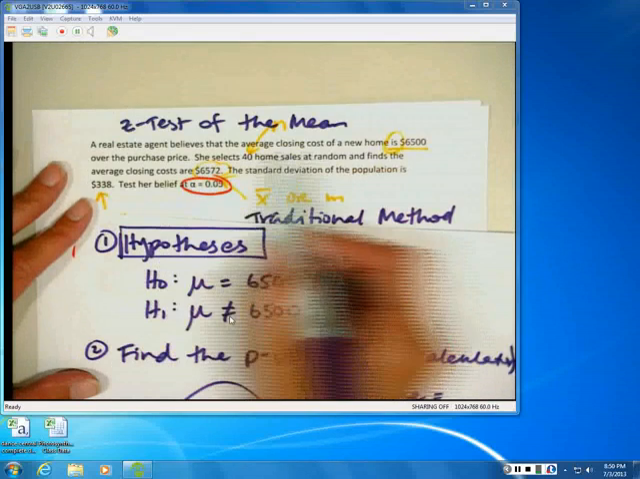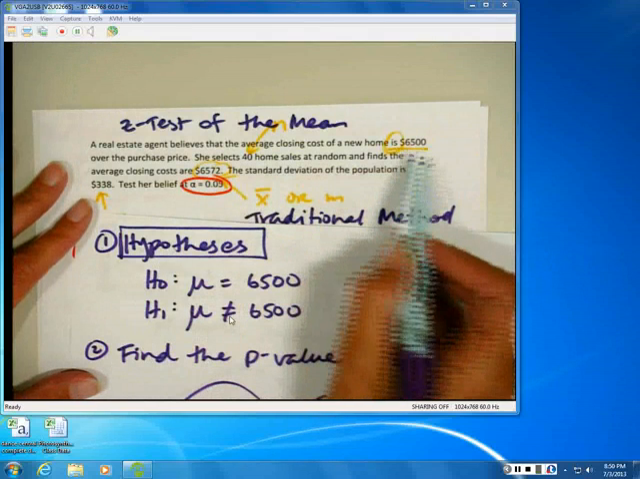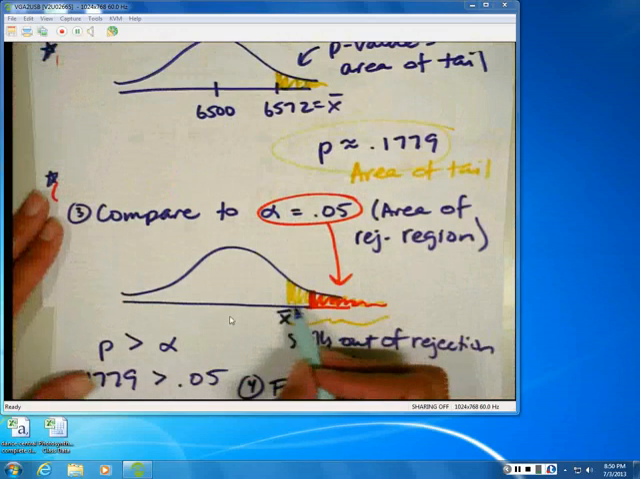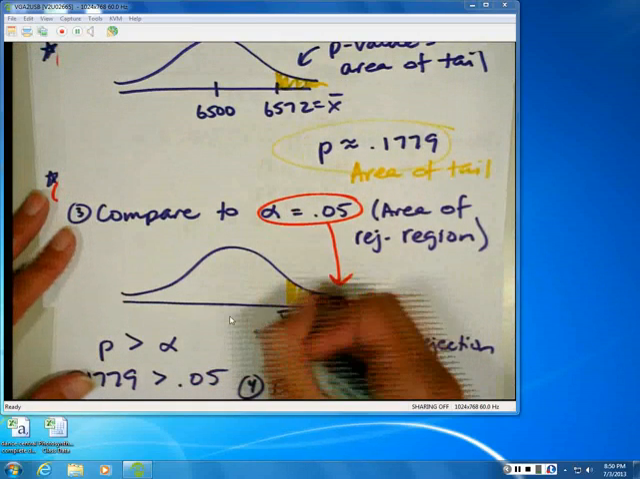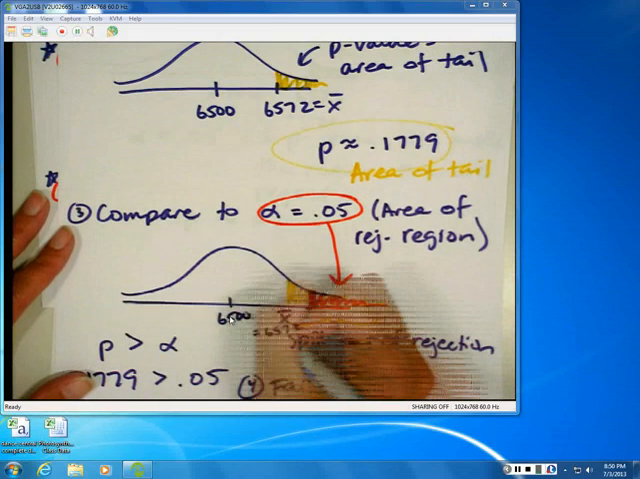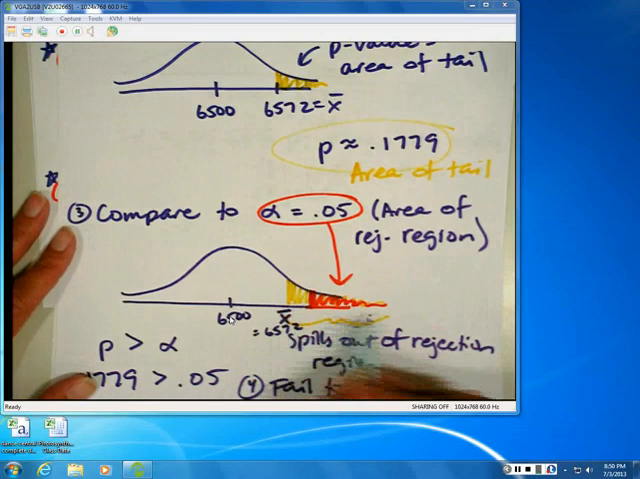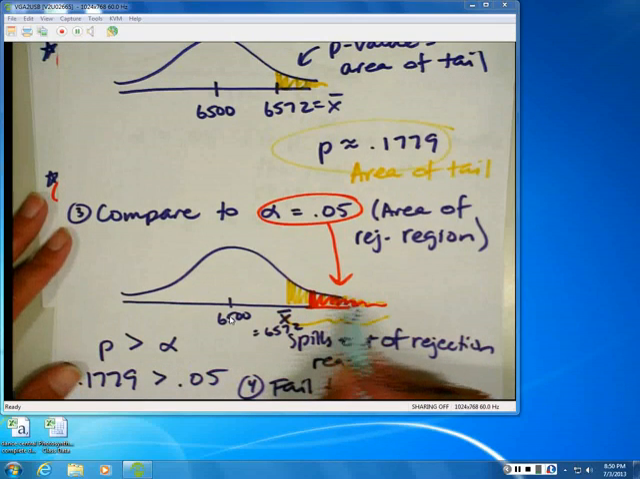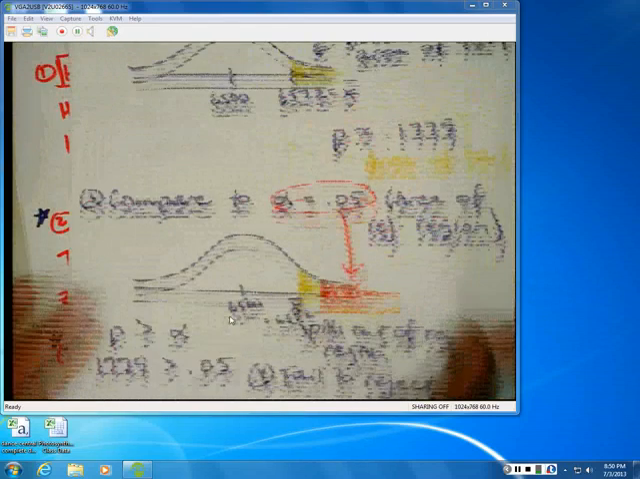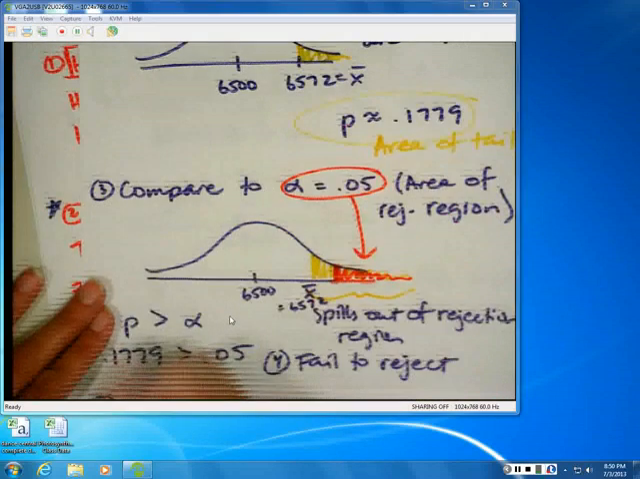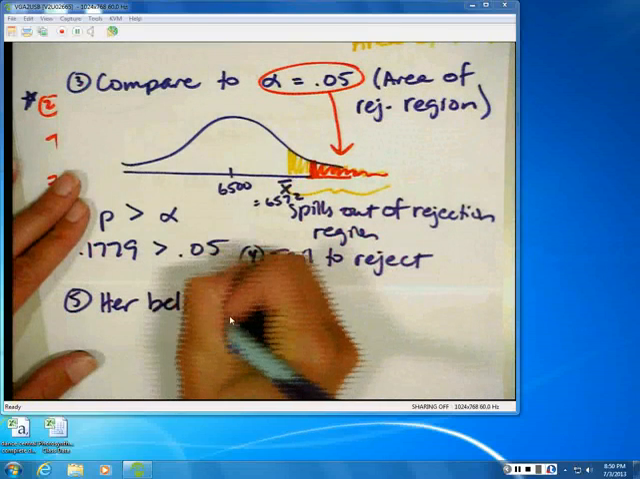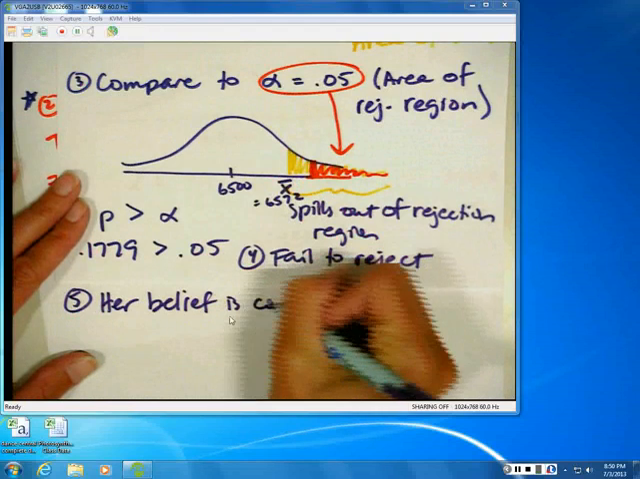She believes that the average closing cost is $6,500. We found that, here's my average closing cost right here, $6,572. It's bigger than $6,500, but not significantly bigger. I need to be in my orange rejection region to be significantly bigger. So my last step, number 5, my conclusion, I say her belief is correct.